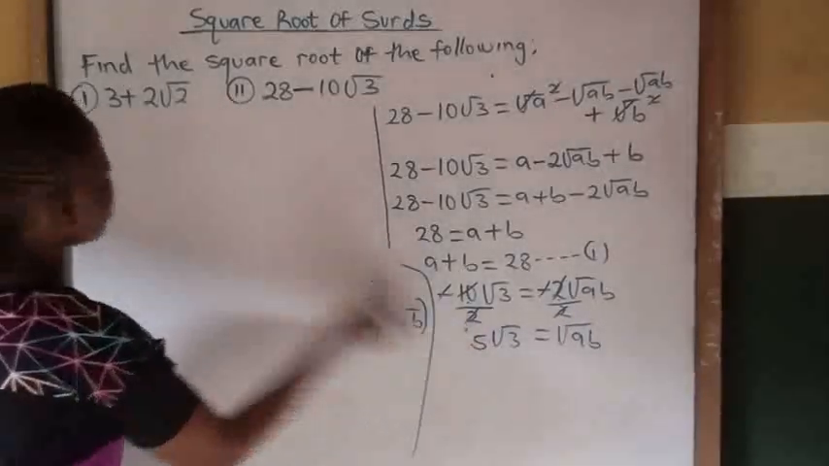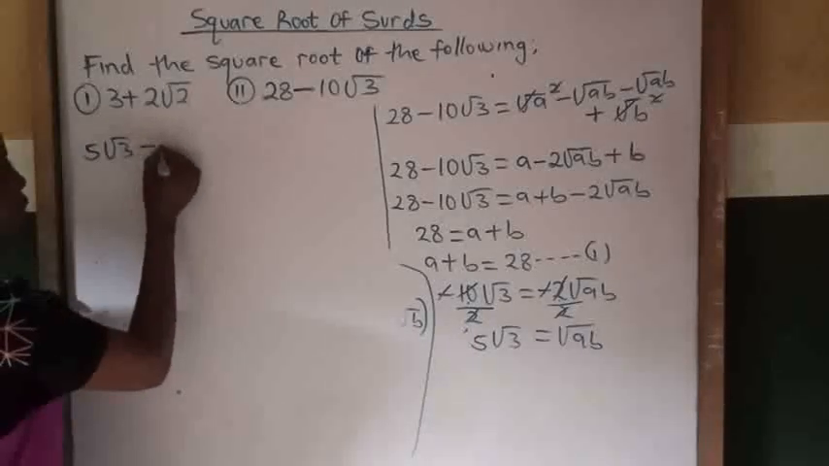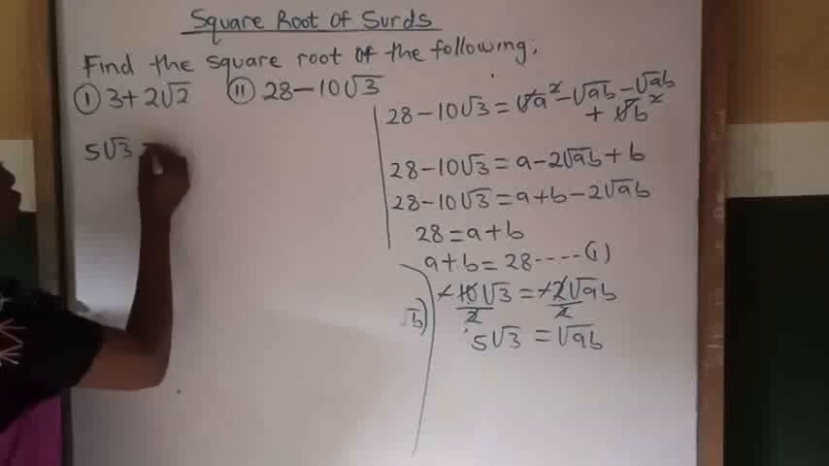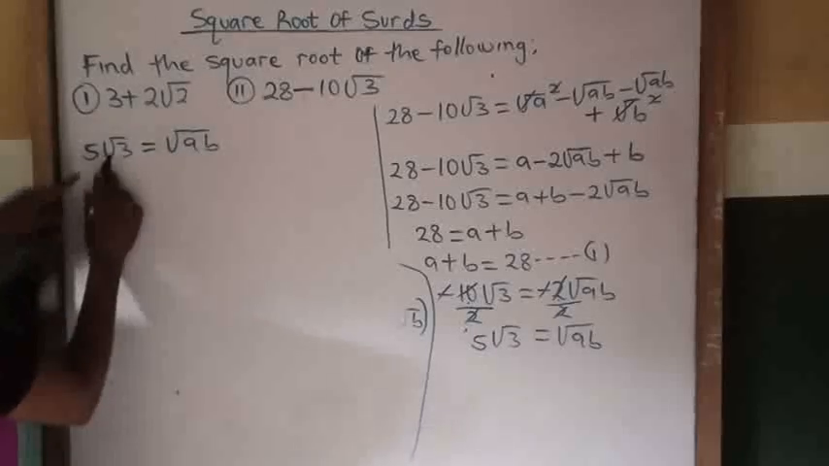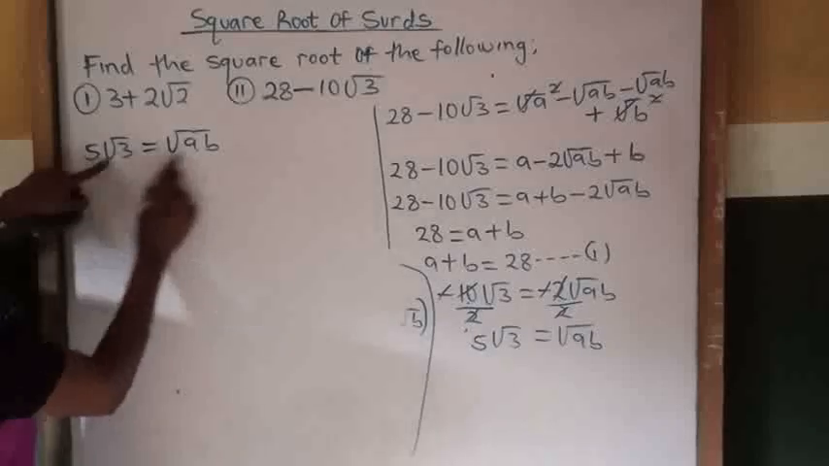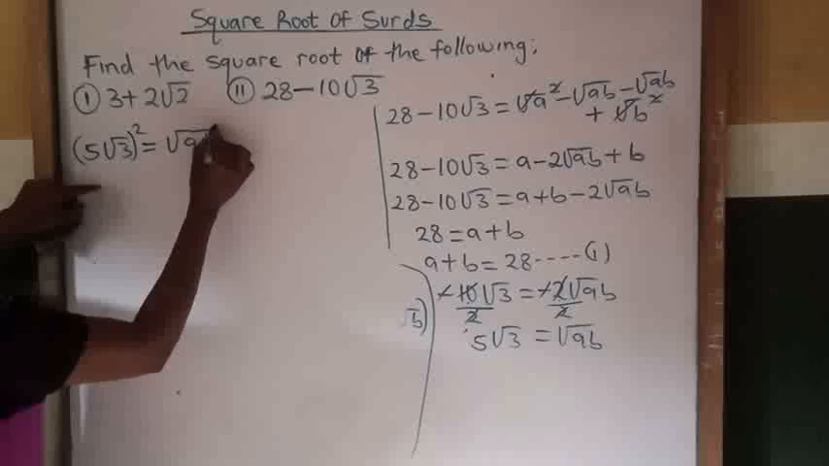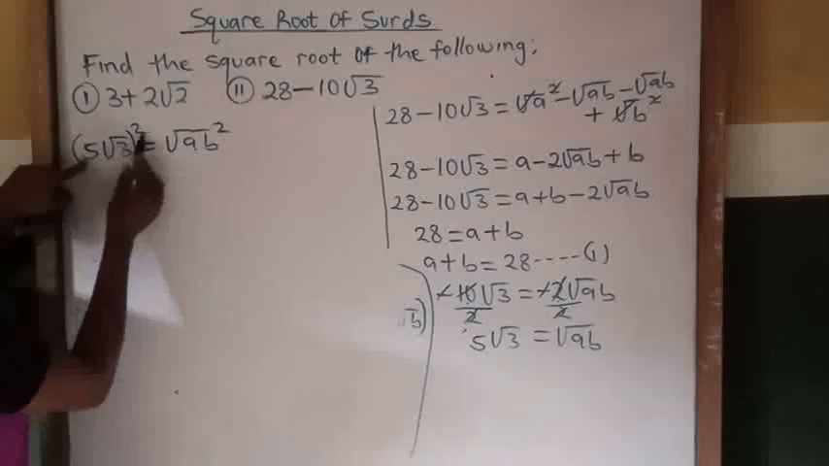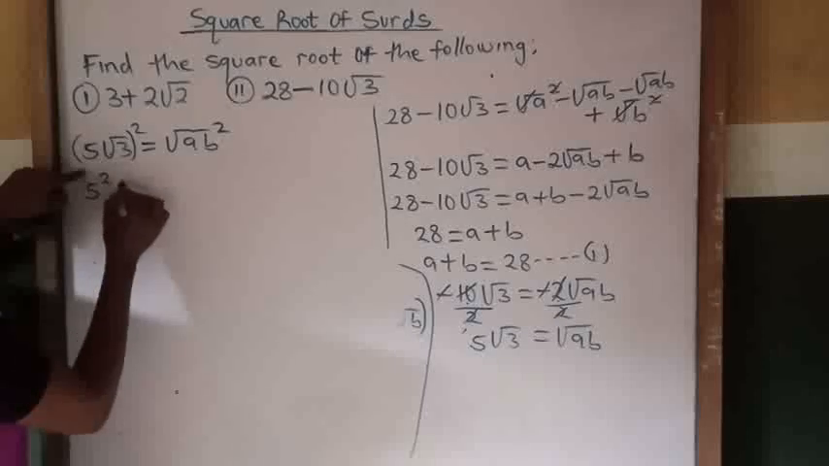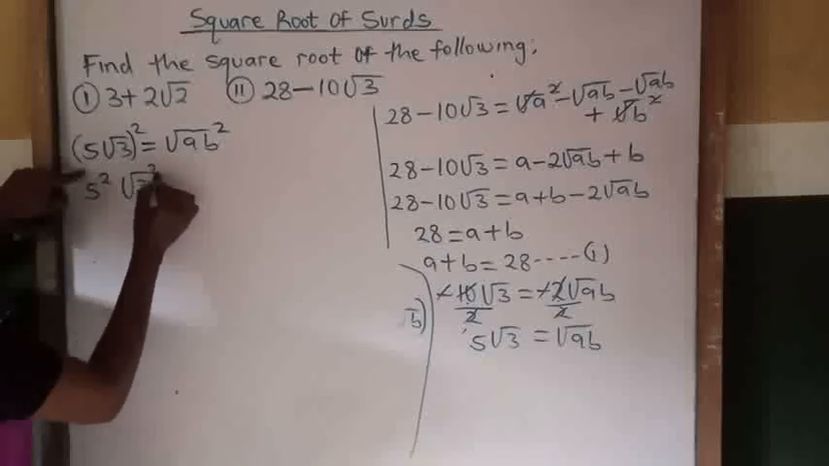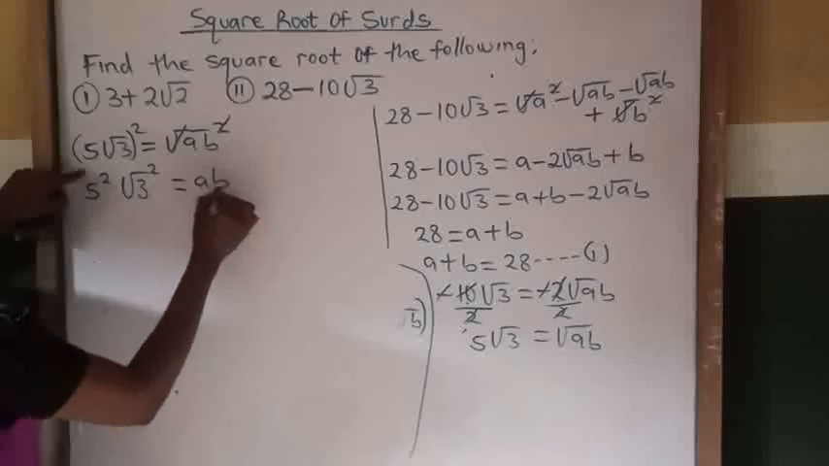So now we have 5 root 3 equal to root ab. So to cancel this square root, we are going to square both sides. So we square this side, we square this side. Everything inside the bracket will be raised to power 2. That will be 5 raised to power 2, then the square root of 3 raised to power 2, equal to, these two we cancel the square roots. This one will remain ab.